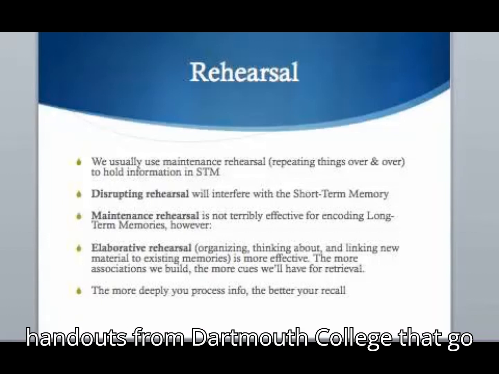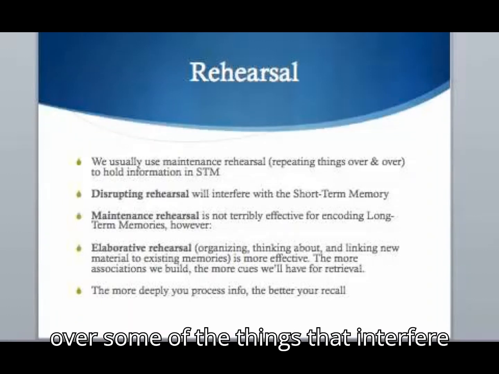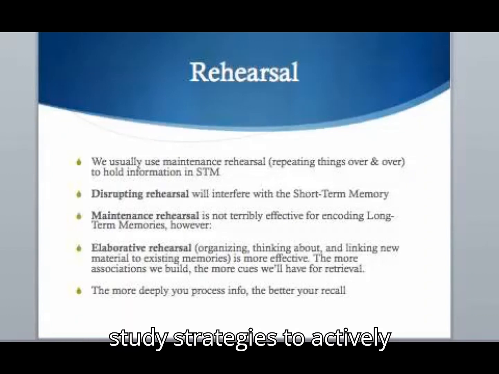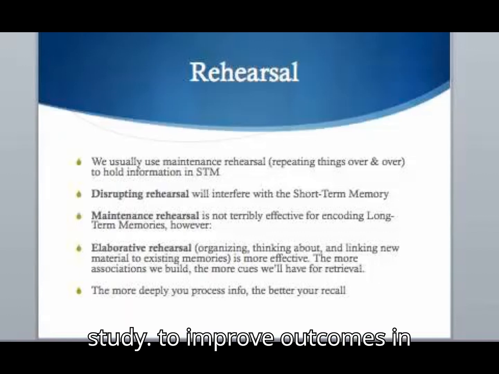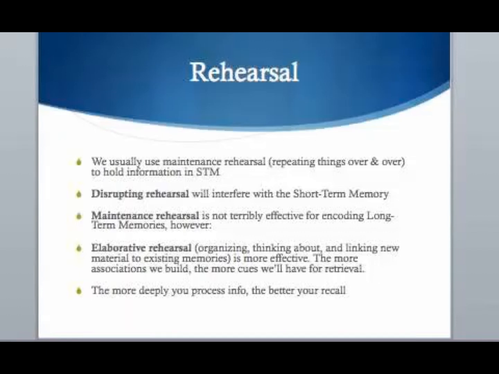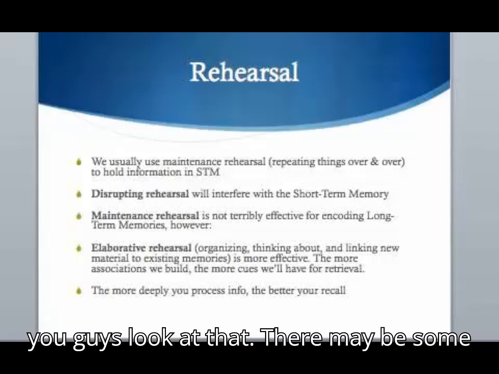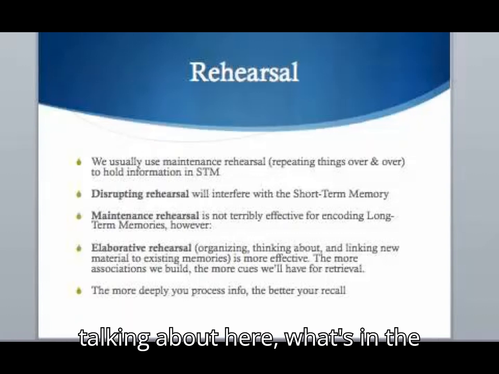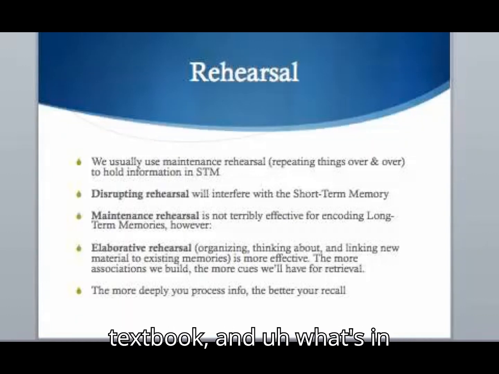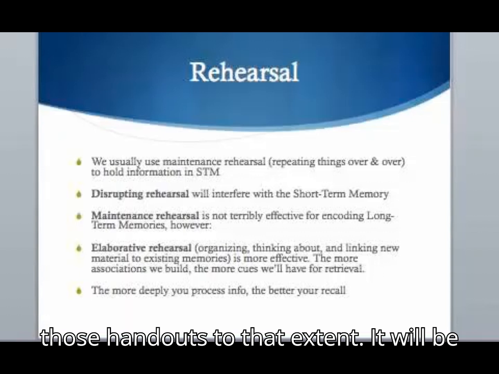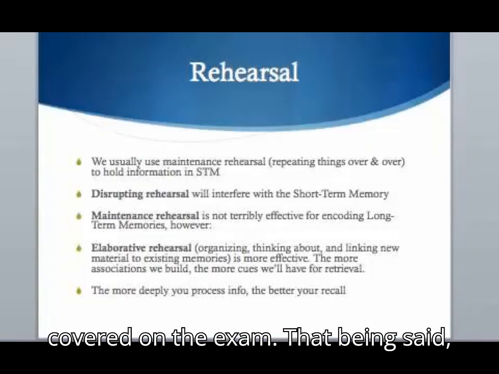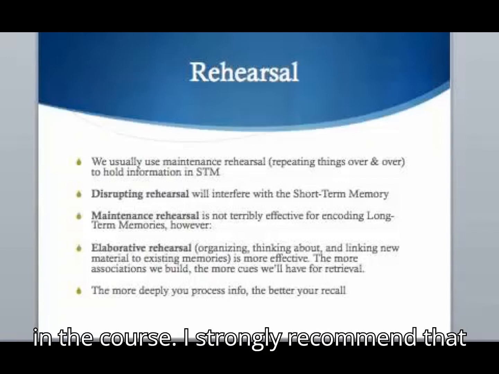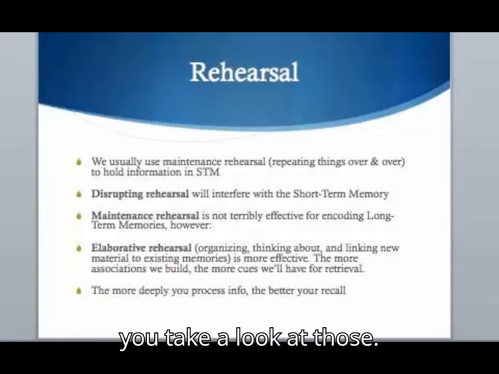And I've posted a couple handouts from Dartmouth College that go over some of the things that interfere with our learning and some study strategies to actively study to improve outcomes in recalling information. I strongly suggest you guys look at that. There may be some overlap between what we're talking about here, what's in the textbook, and what's in those handouts. To that extent, it will be covered on the exam. That being said, they're posted much more for your benefit in the course. I strongly recommend that you take a look at those.